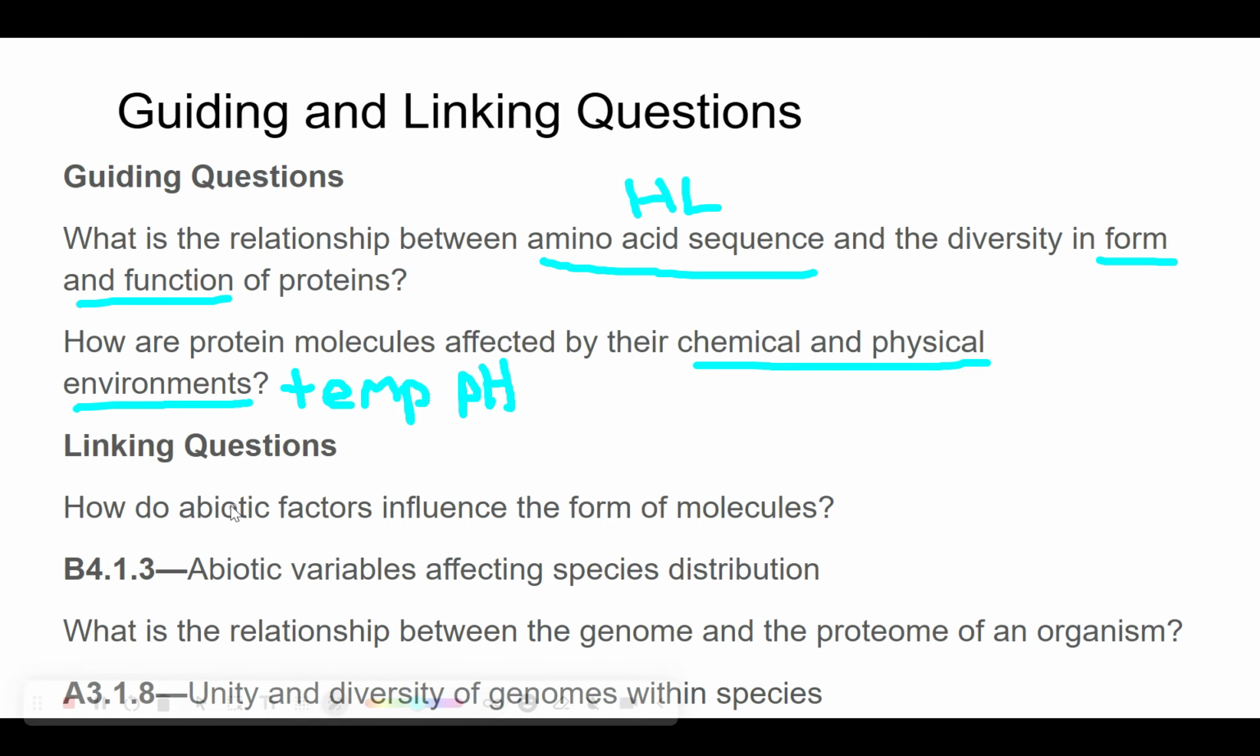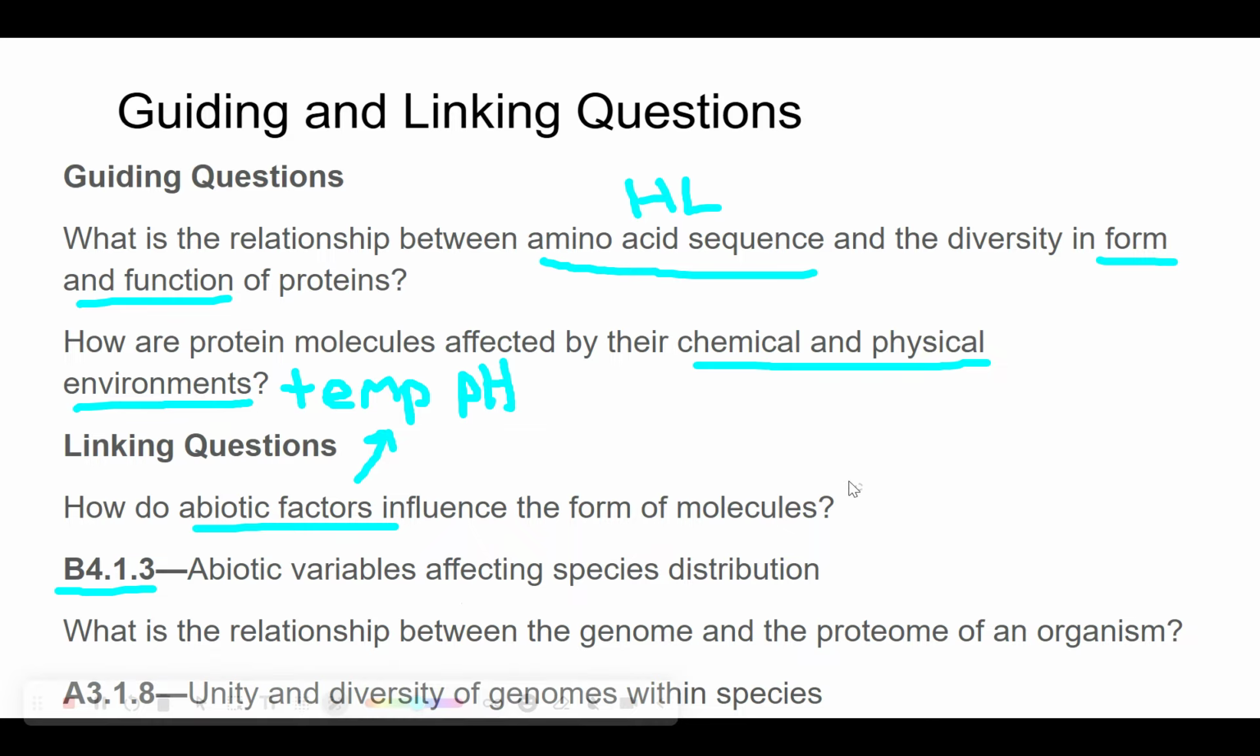Linking questions, how do abiotic factors like heat and pH influence the form of molecules? Abiotic factors come up a lot in the study of biology. Non-living things influence living things. One example is B4.1.3, which is about abiotic variables affecting species distribution.